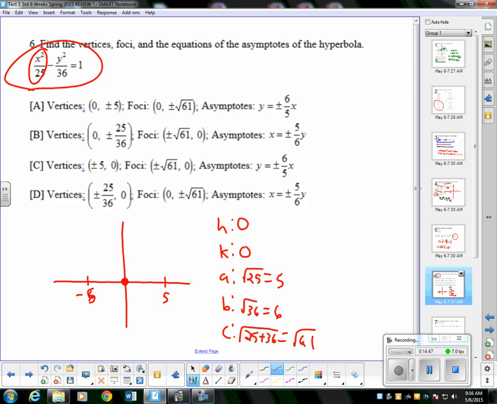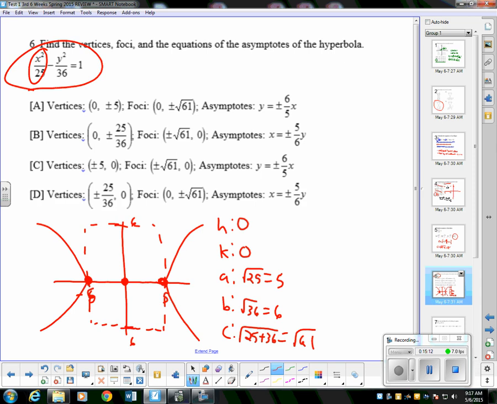And then I need to go 6 units above, 6 units below. And the reason I do that is because I'm going to make a box here. And now, because the x is first, my hyperbola opens this way. And now I can begin to determine my vertices have to be right here and right here.